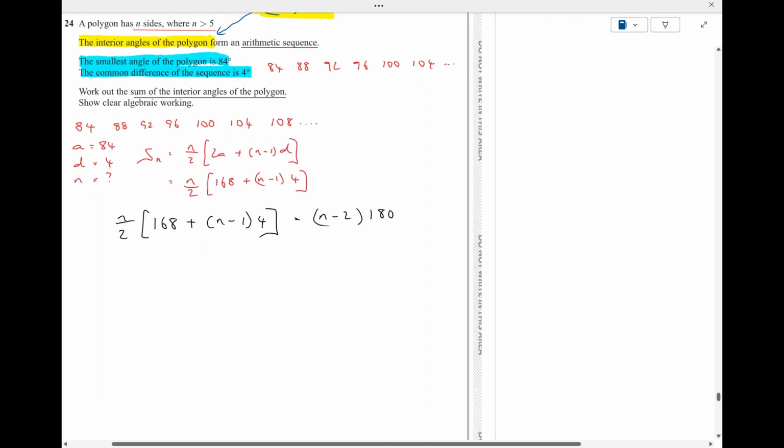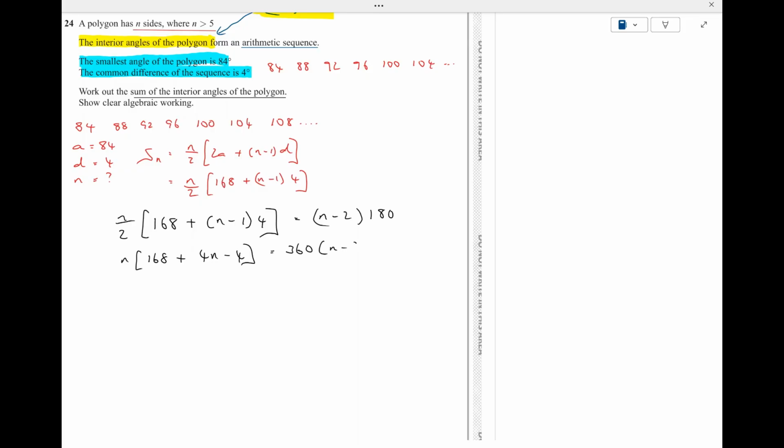Now I'm going to start by multiplying everything by 2. So I'm going to have n times 168 plus, I'll multiply out that bracket, equals 360 times n minus 2. Let's multiply out this bracket here. 168n plus 4n squared minus 4n equals 360n minus 720. Okay, now I'm going to end up with a quadratic equation, aren't I? Let's tidy up the left. 4n squared plus 164n equals 360n minus 720.